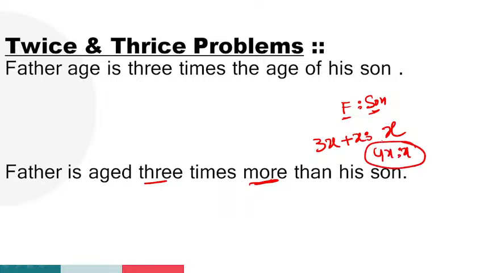If you are going to use the shortcut method, we don't know the son's age, let 1. The father is how many times? 3 times, 1 into 3, 3. More means adding. More than his son, the son's age is 1 part, so 3 plus 1, 4. 4 is to 1, or 4x is to x. It's the same meaning. Clear, all of you? Any doubts regarding this point, twice problems and thrice problems?